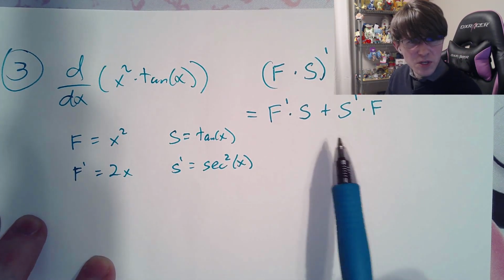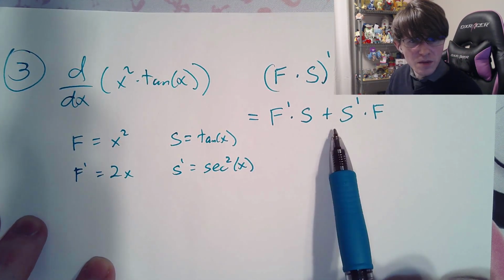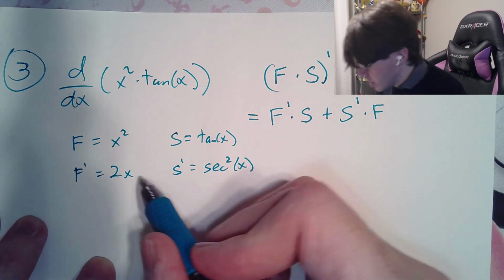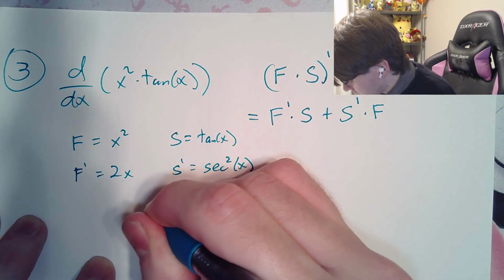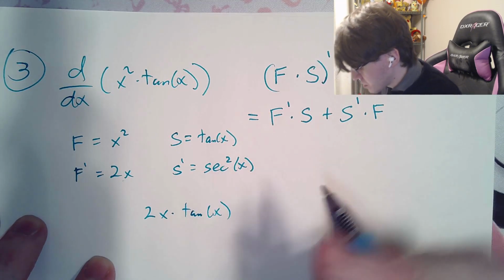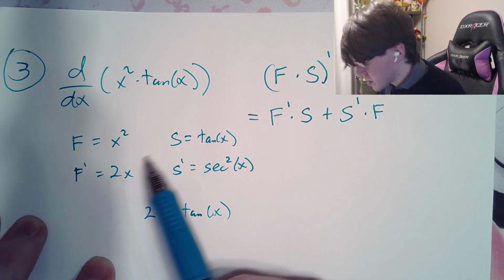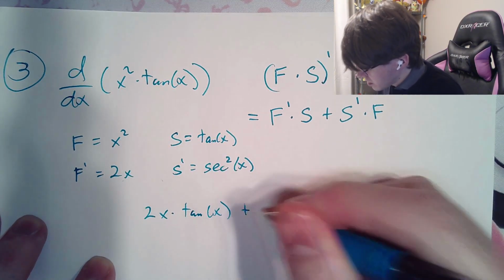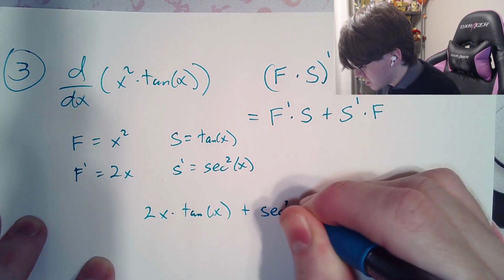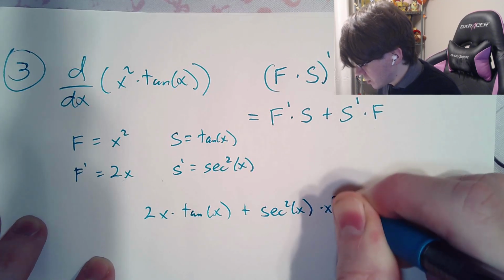And if you set it up this way, with the derivative of the first times the second plus the derivative of the second times the first, it actually ends up being kind of like your old school cross multiplying. You're going to multiply these two together, so you're going to have 2x multiplied by the tangent of x, because you're multiplying the derivative of the first times the second, and then adding the derivative of the second times the first, so plus secant squared of x multiplied by x squared.